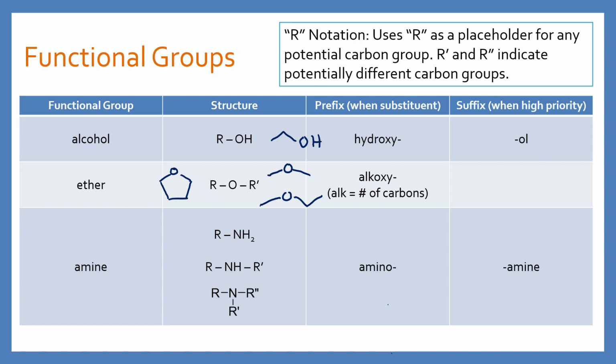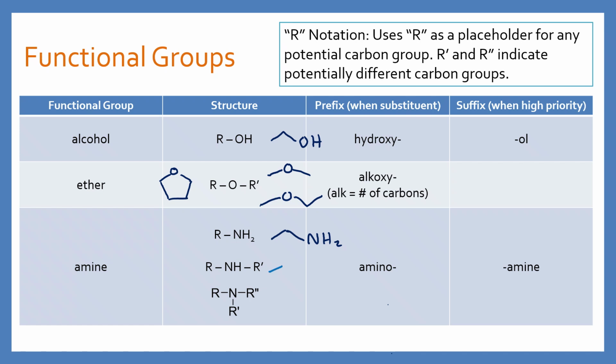Our next functional group is the amine. An amine is a nitrogen that has one carbon or two carbons or three carbons attached to it. And again, those carbons could be the same, they could be different. But what's important is that you have a nitrogen attached to a carbon in order for it to be an amine. So an example of this first type would be something like this.